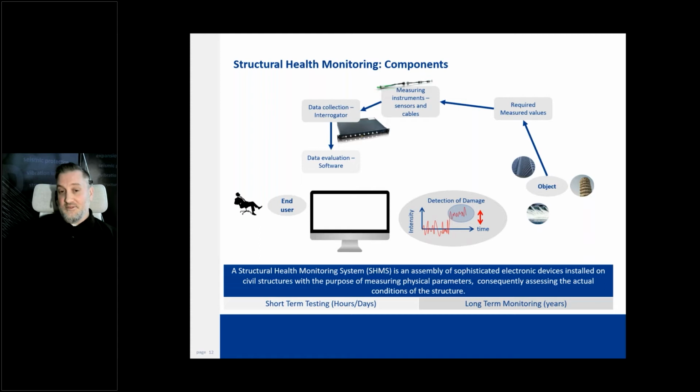And when the data comes out, the objective is to have some sort of easy to interpret, like this makeshift graph there, of a change in the behavior that could be indicative of something important. Categorically, there are two groups we'll talk about in some more detail, but those will be short-term, temporary, or portable systems, and then long-term, permanent, automated systems. In terms of the strict definition of a structural health monitoring system, we would say that it's an assembly of sophisticated electronic devices installed on civil structures with the purpose of measuring physical parameters and then consequently assessing the actual conditions of the structure.